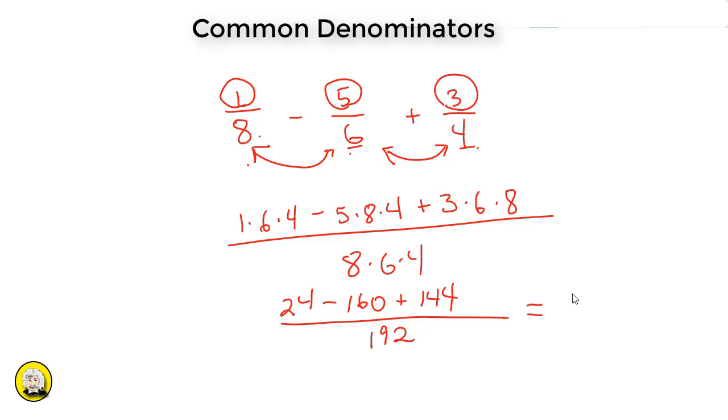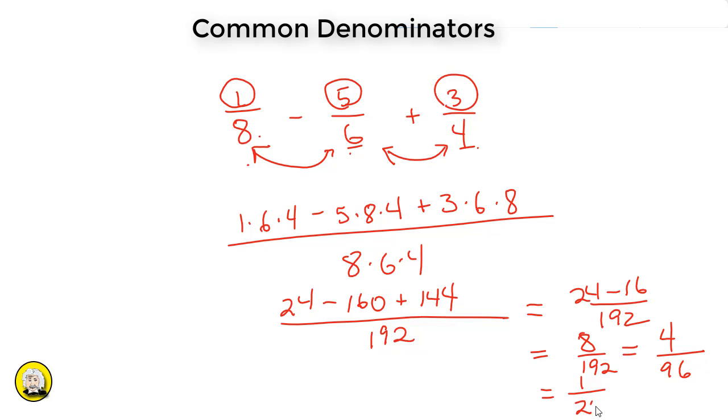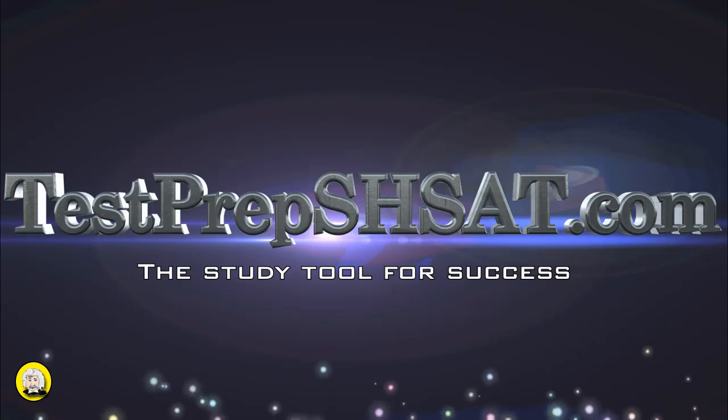And that in turn equals 24 minus 16 over 192, which equals 8 over 192, or 4 over 96. And that in turn can be reduced to 1/24. And that's my solution to my fraction summation with common denominators.